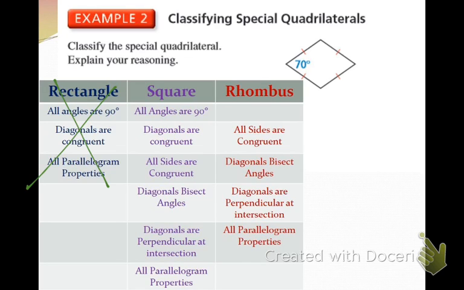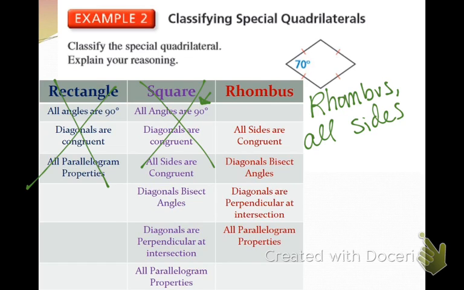After that, you'd look at the angle. The angle that you're given is 70 degrees. But what do you know about the angles in a square? They're all 90. So if one of these angles is 70, are all of the angles in the shape 90? No. So it's not a square. So what does that leave? Rhombus. And then it says explain why. So it's a rhombus because all these sides are congruent.